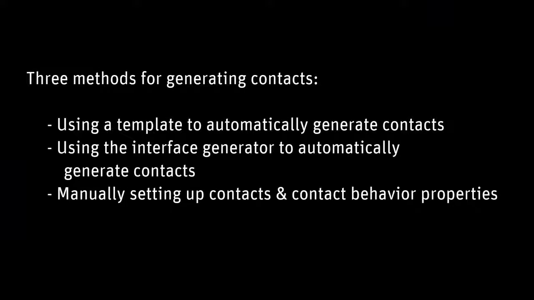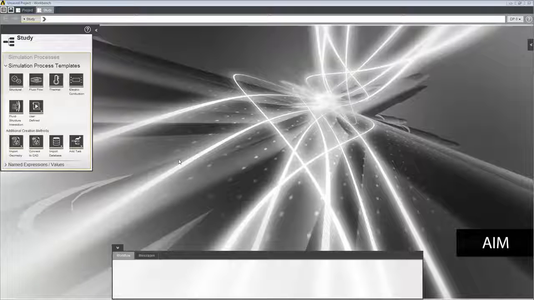In this demonstration, you'll learn how to generate contacts using 3 different methods. The first 2 are automatic, using a template or the interface generator. The third method is to manually set up contacts and modify contact properties. I'll start by selecting a simulation template from the study panel.